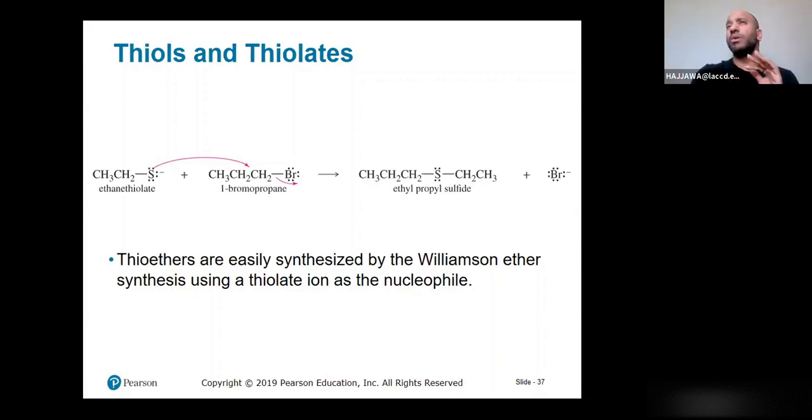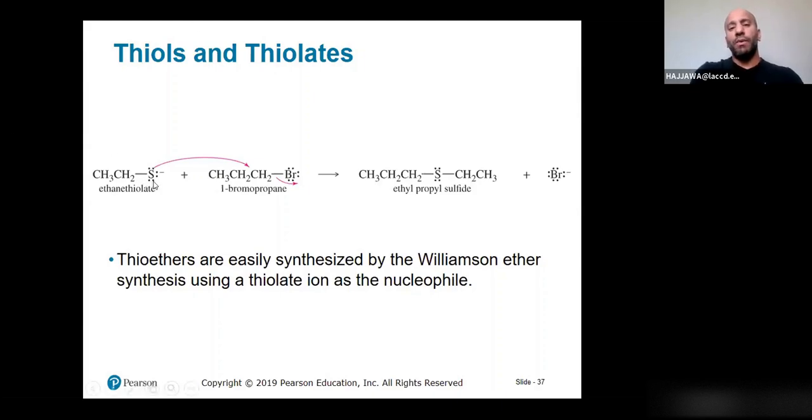Now, S minus, due to the fact that you have a stronger acid, the SH corresponding structure, S minus will be a weaker base compared to alkoxides. So that's important to keep in mind. So you won't find thiolates being used as bases. They are usually used as strong nucleophiles only.